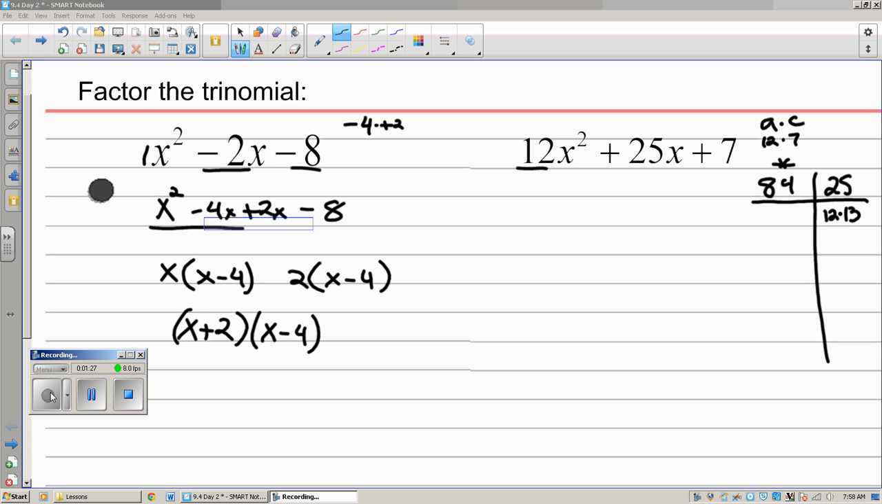I know that 12 plus 13 is 25, and then I started to think about 12 times 13. Do I know what 12 times 13 is? No.